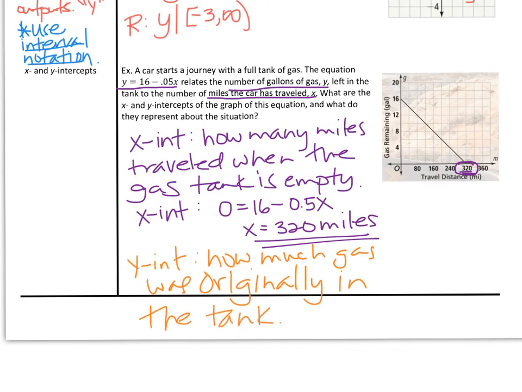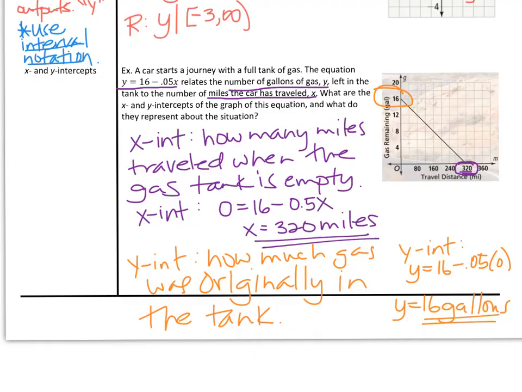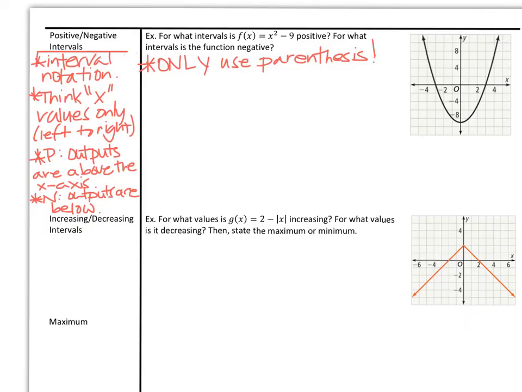To find the actual y-intercept, we would technically, in the equation, let x equal 0. However, we can also look here and we can see that there were 16 gallons of gas originally. Just giving a little context to the equation and how it's represented on a coordinate system. We have a lot to talk about on this slide.